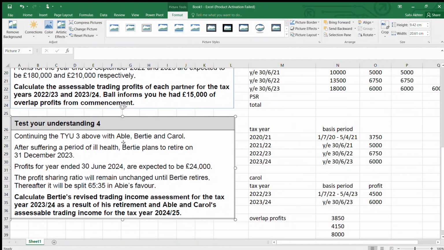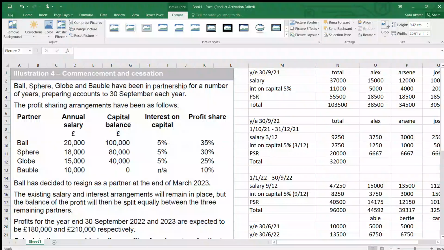Okay. Continuing the test understanding 3 above with Abel, Berti and Carol. Berti retires on 31st December 2023. And then they give you the profit and the profit sharing ratio. So calculate Berti's revised trading profit only for Berti, and Abel and Carol's trading income. So let's do that.